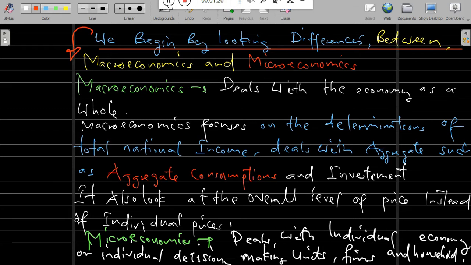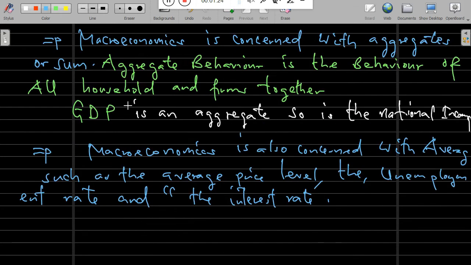Macroeconomics is concerned with aggregates, or sums, the aggregate behavior of all households and firms together. GDP is an aggregate, and so is the national income. Macroeconomics is also concerned with averages, such as the average price level, the unemployment rate, and the interest rate.